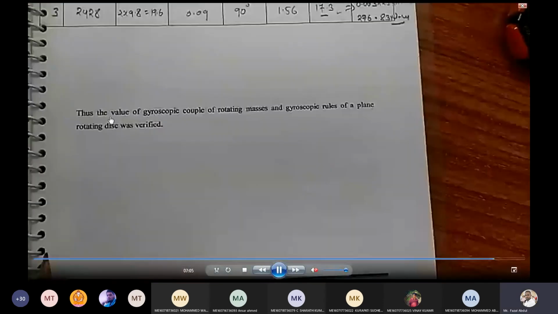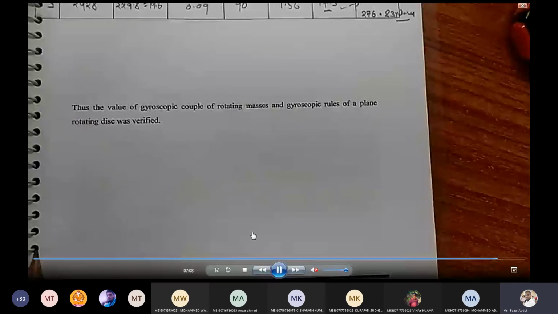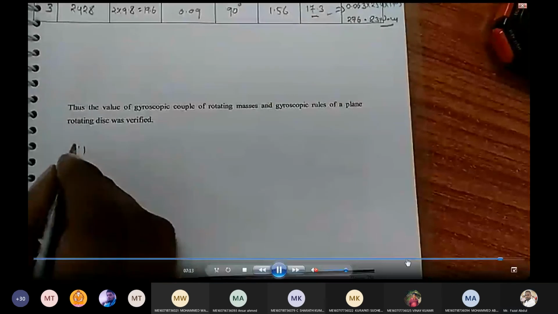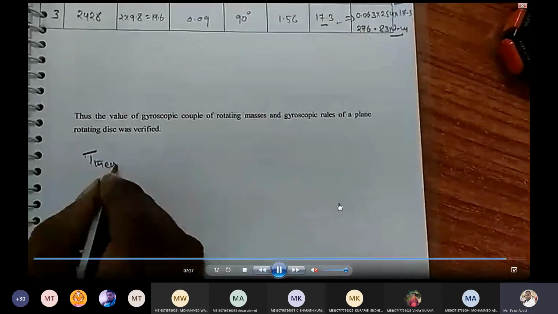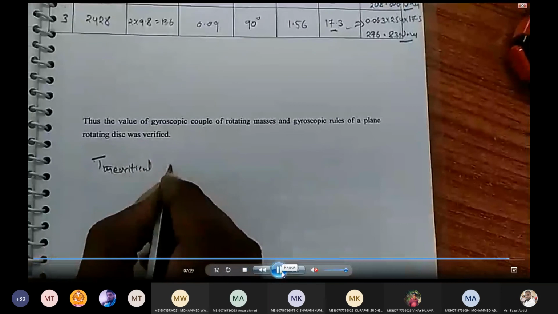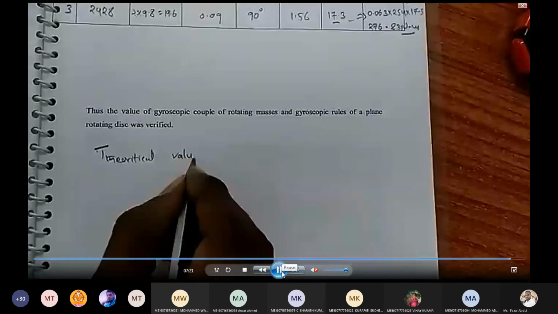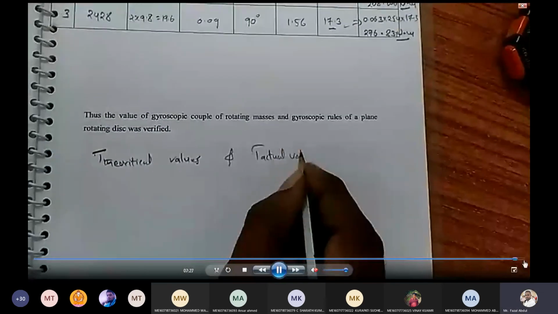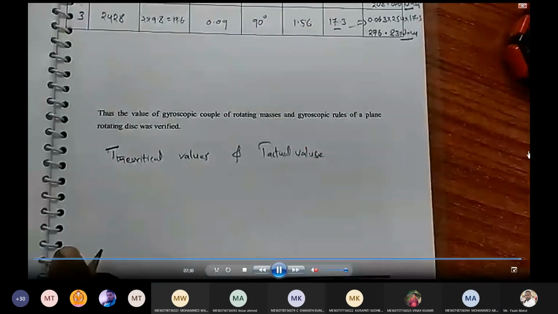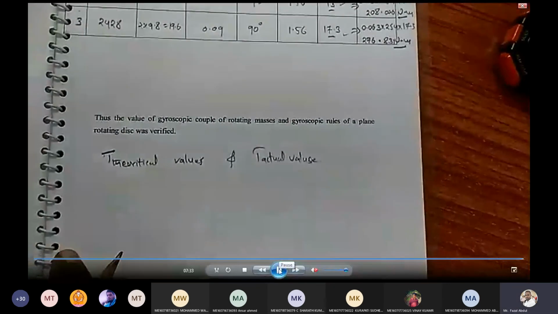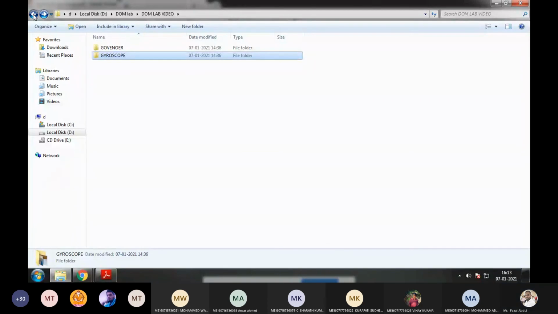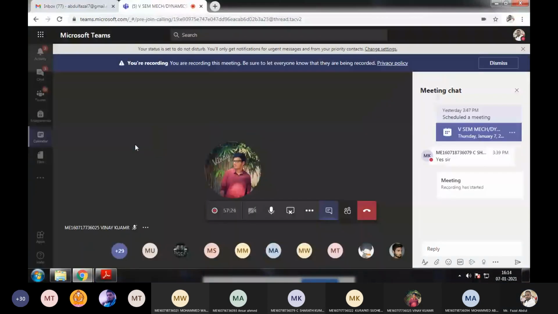This is the result: the values of gyroscopic couple of rotating masses, the gyroscopic law of the plane rotating, was verified. What we verified? Theoretical value and actual values. So this was the experiment. Because this is the first time, I've shown the total procedure.